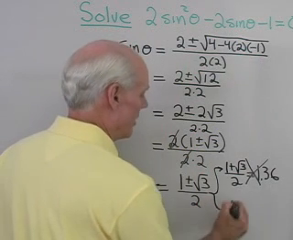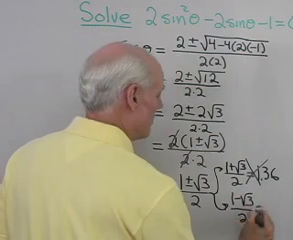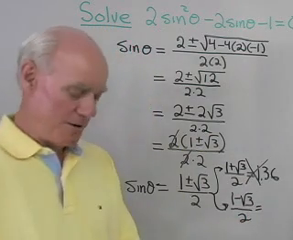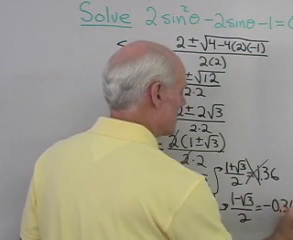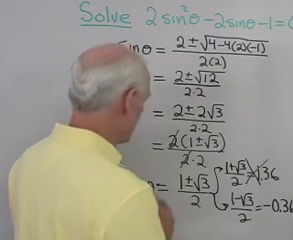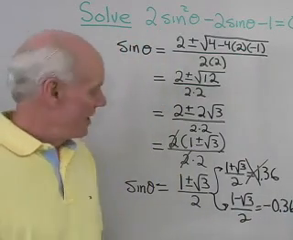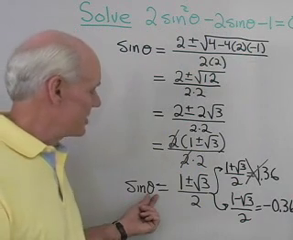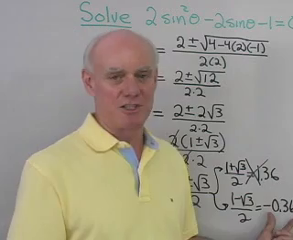Let's try the other one here, 1 minus square root 3 over 2. And so that comes out to be negative 0.366. Go off the screen? No. Okay, so I'm okay. Okay, so sine theta is equal to negative 0.366. Now, what are we going to do with that? How are we going to find theta from sine theta equal negative 0.366?